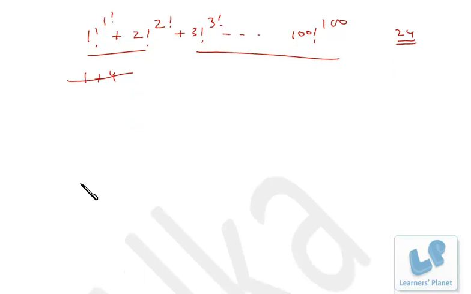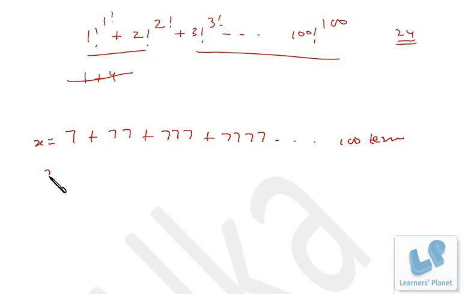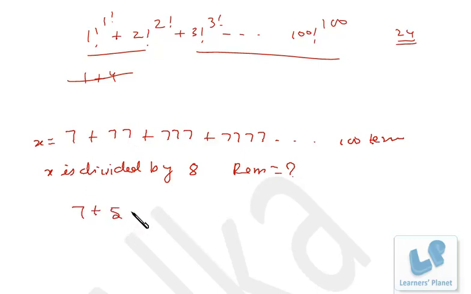Next we have a problem: 7 plus 77 plus 777 plus so on, till 100 terms, right? This is an expression that is x. If x is divided by 8, then what will be the remainder? Okay, now pretty simple. Here the remainder is 7. Here the remainder is 5.